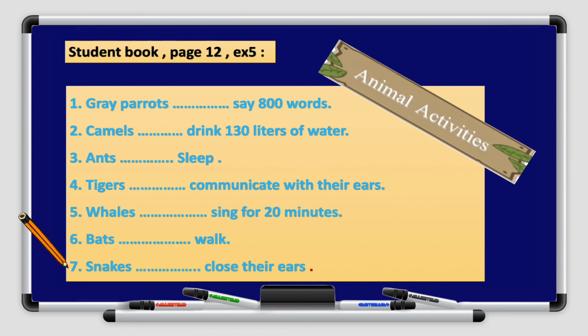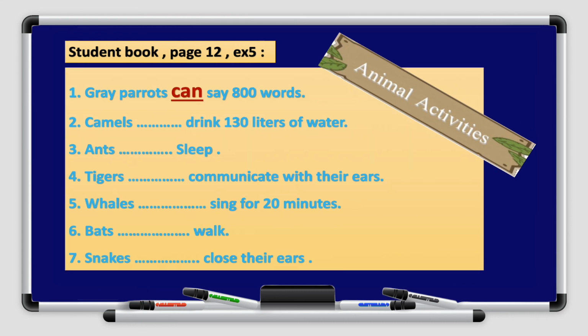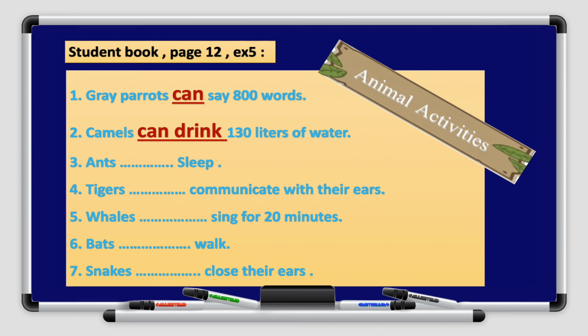Read the sentences again and decide which animal can and which one cannot. The first one, who can do it? Yes, good job. Grey parrots can say 800 words. Number 2, camels can drink 130 liters of water. Let's move to number 3. Ants cannot sleep.